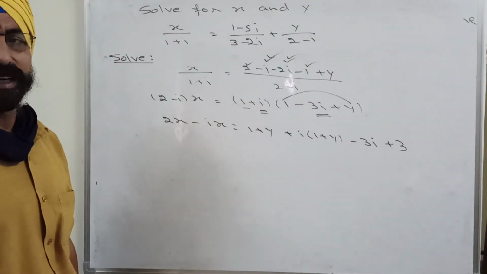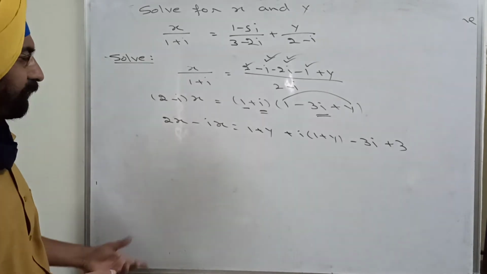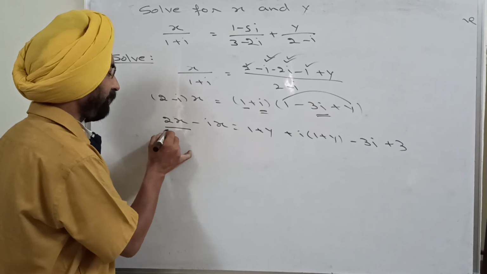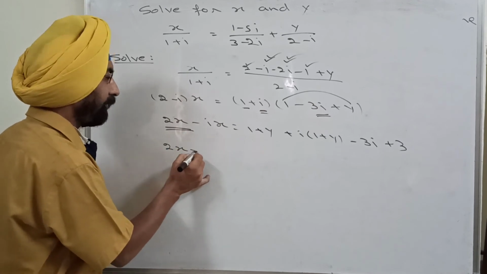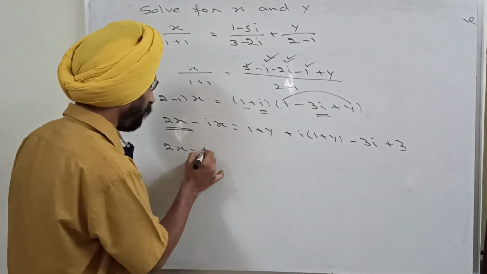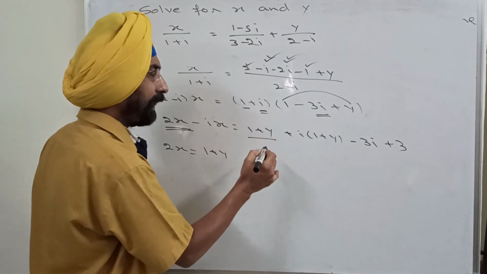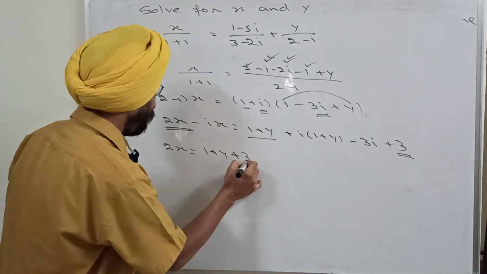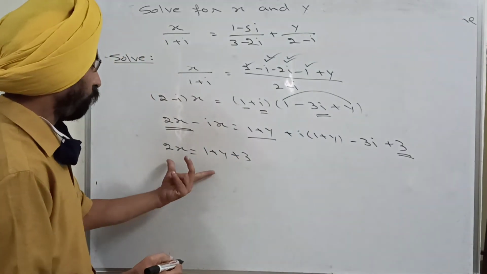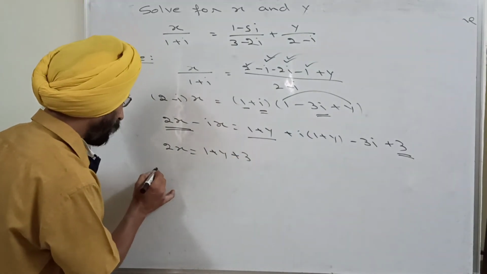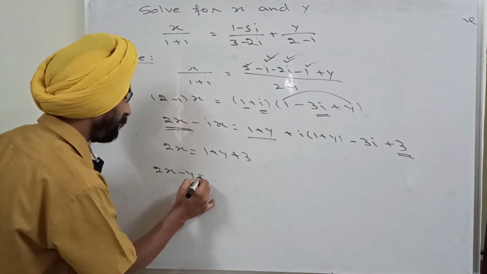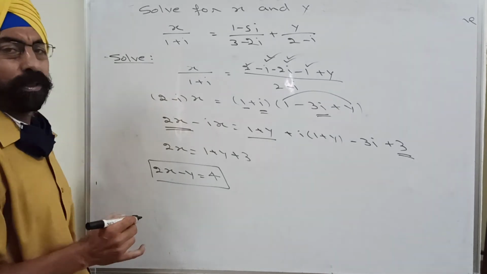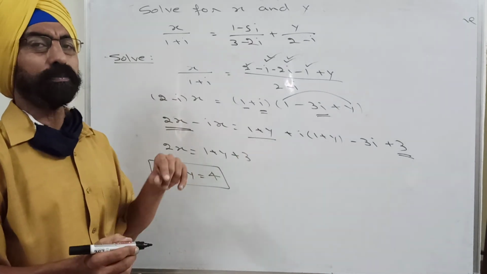And now equate real and imaginary parts from both sides. Equating real parts from both sides, the left hand side is having real part as 2x is equal to, on the right hand side you are having 1 plus y, this term, and this 3 also, so plus 3. So you will get an equation. What the equation is, 2x minus y is equal to 4. This is an equation which I have obtained by equating real parts from both sides.